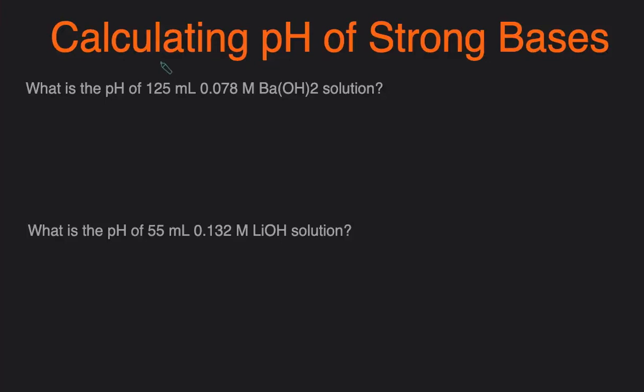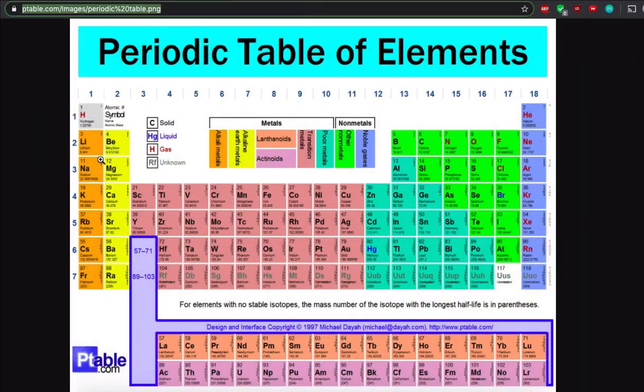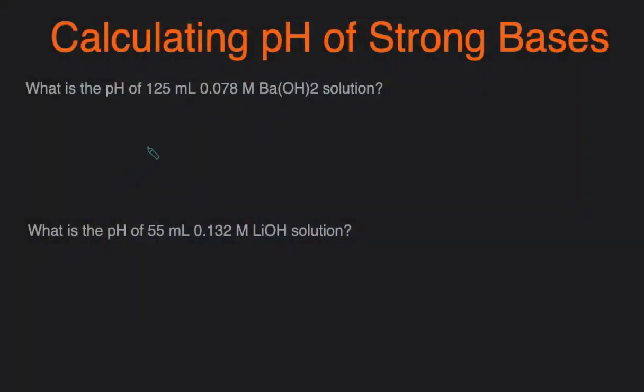In today's video, we'll be going over how to calculate the pH of strong bases. Strong bases are compounds that contain an alkali metal or alkaline earth metal with hydroxide, with the exception of beryllium and magnesium. And strong bases will completely dissociate, just like strong acids will. I have two examples here. Let's just jump straight into it and see how to calculate the pH of strong bases.